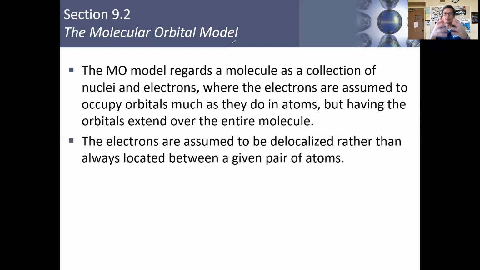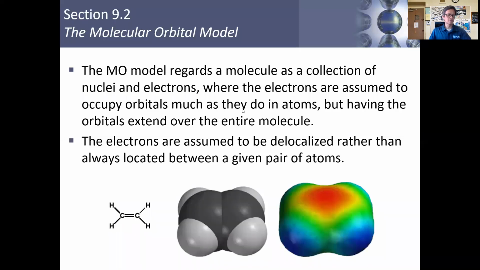Okay, and so the molecular orbital model is a little bit closer to the concept of the metallic bond that we talked about earlier, and that is the electrons are free to flow throughout the new molecule itself.